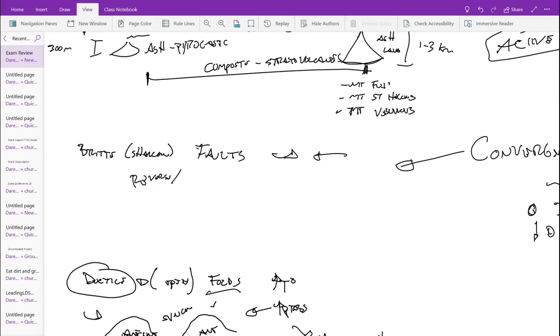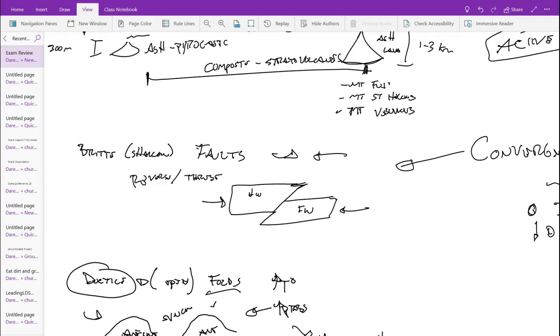Reverse and thrust faults. Okay? If you remember right, that means basically one block, I'm going to kind of draw this a little bit, is going up over the other block here, because you have this pushing in. This is the hanging wall, if you remember right, and this is the foot wall. And this block is going up above the other block.